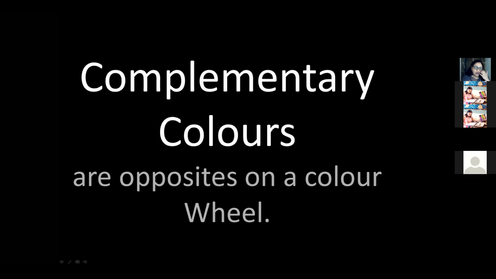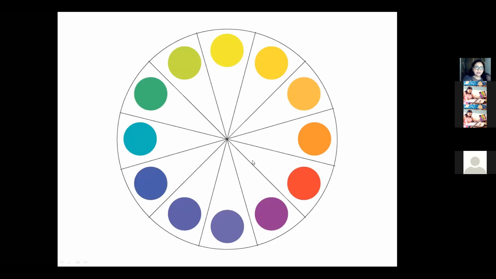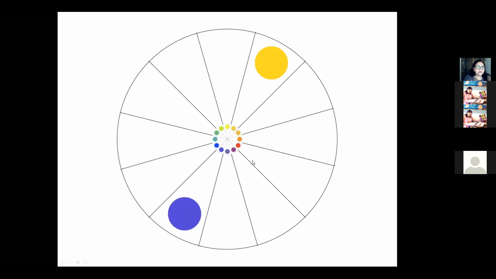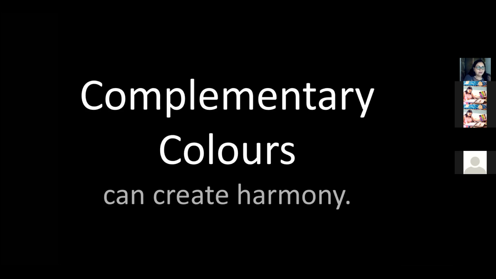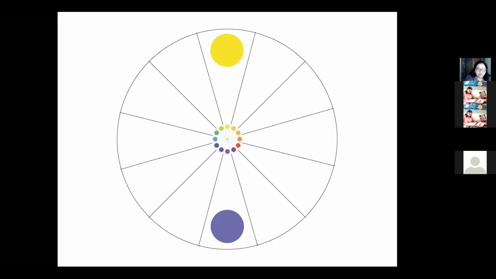Complementary colors. Now on this color wheel, the colors that are opposite each other are complementary colors. So as you can see, these colors will be complementary to each other. So that's why the wheel is very important. You can check the complementary colors.